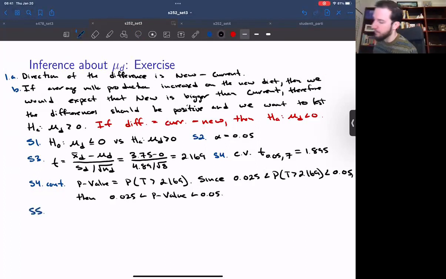Okay, so then on step 5, basically our test statistic is bigger than the critical value, which would mean that it gets into the rejection region in the upper tail. And anything within 0.025 to 0.05 is smaller than 0.05. So the p-value is less than alpha. So based off both approaches, we can reject.